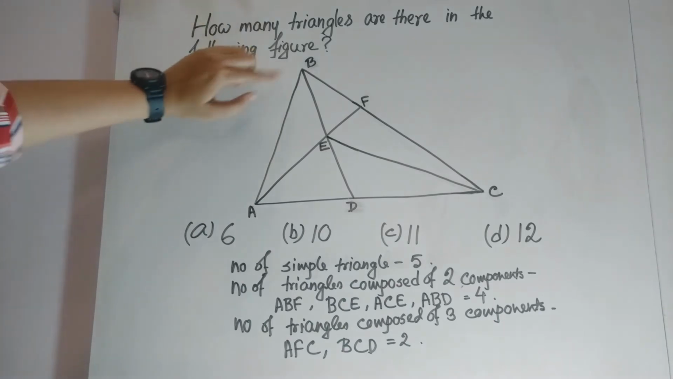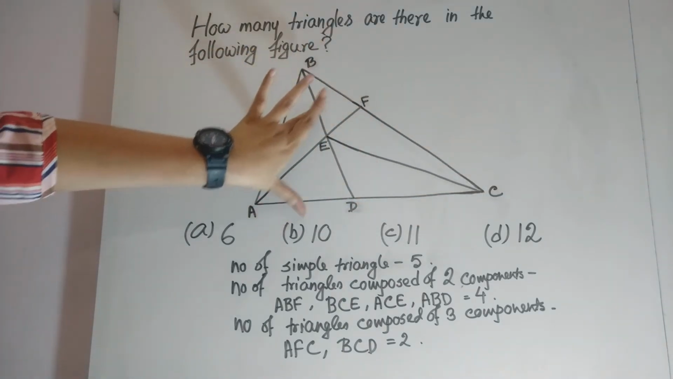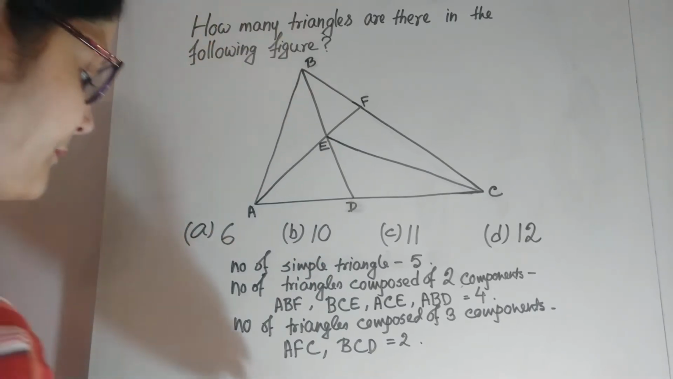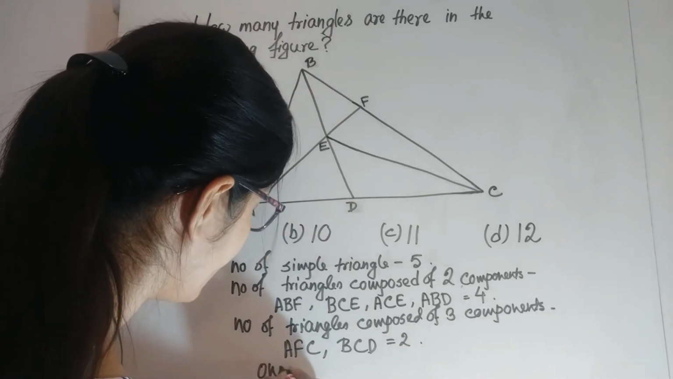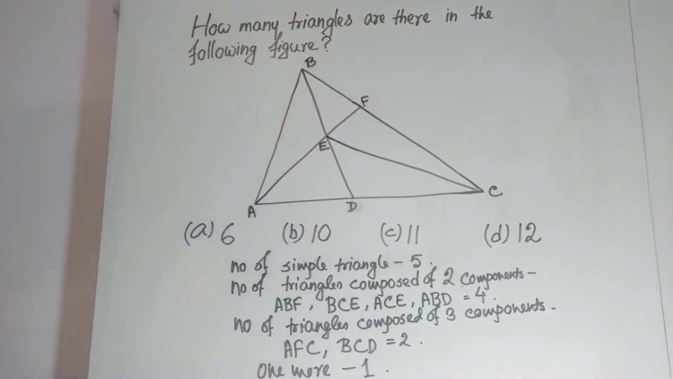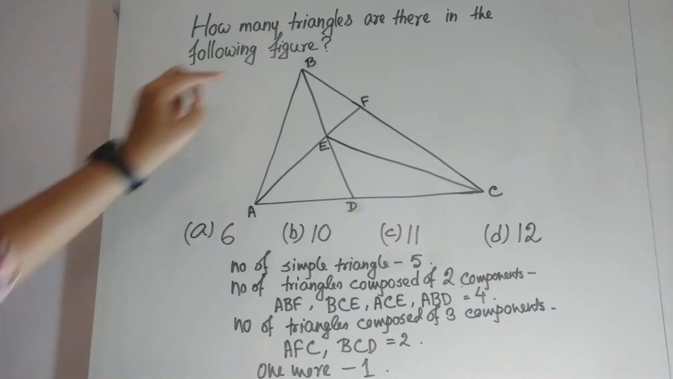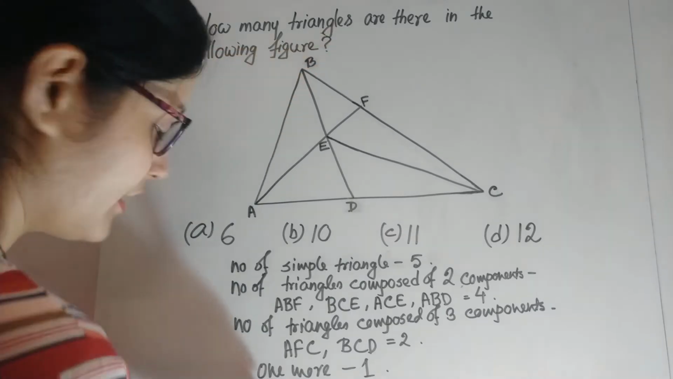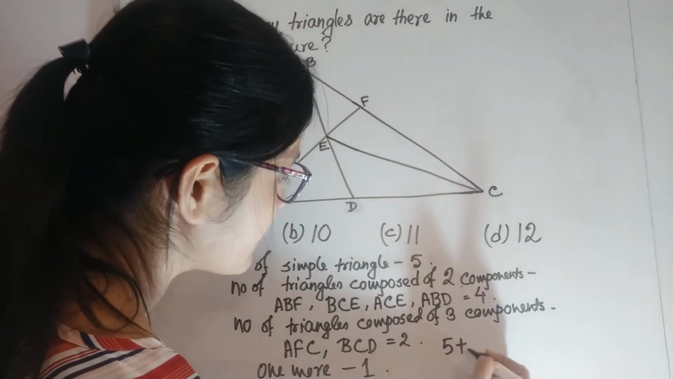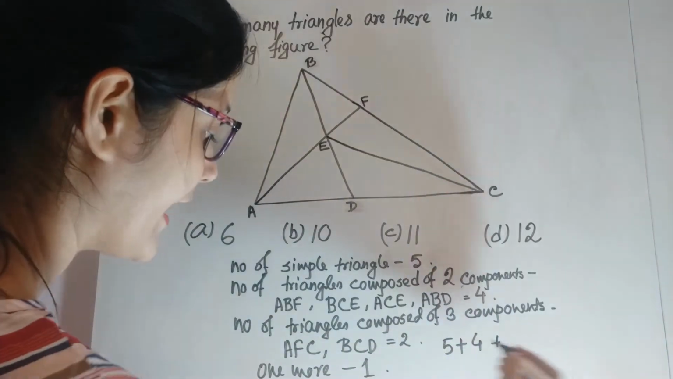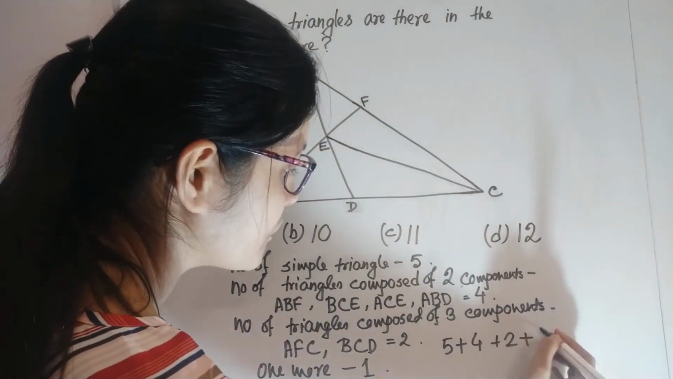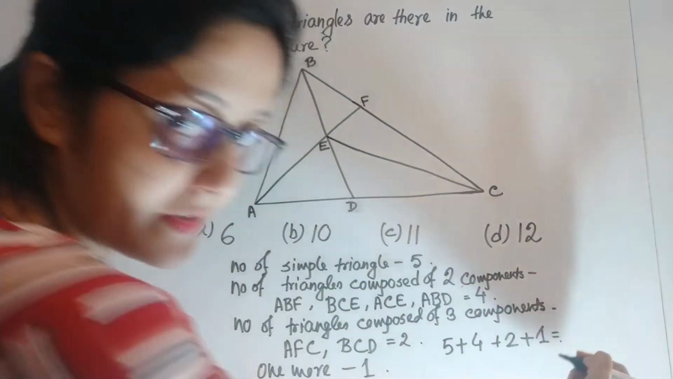And there is only one triangle which is composed of all the 5 components, and that is ABC. Therefore, the number of triangles in the figure are 5 plus 4 plus 2 plus 1, that is 12.